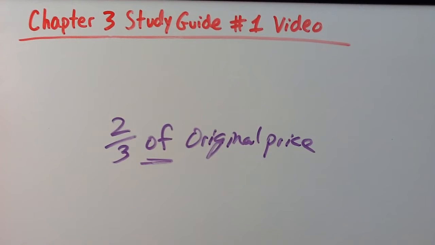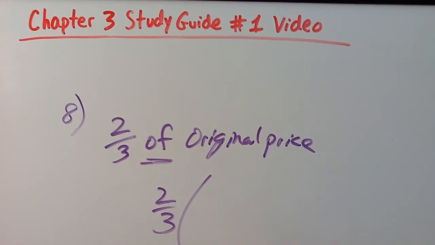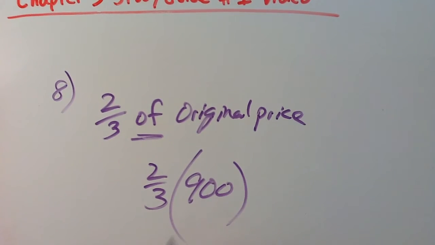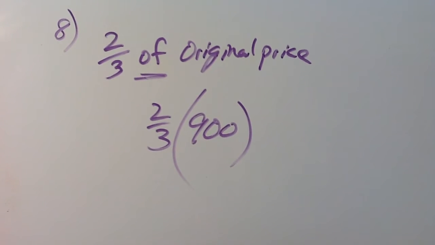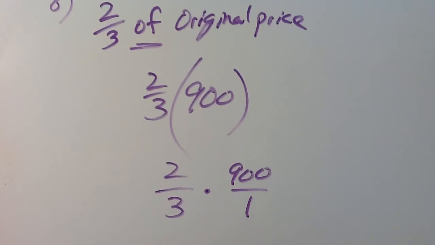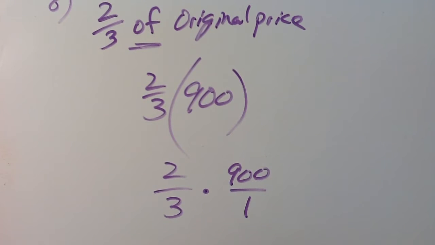Anytime you see the word of in math, that is a key word that signals multiplication. And so for number 8 here, she's paying 2/3 of, or 2/3 times the original price. 2/3 times 900. That's how much she paid for this computer. And so let's write both numbers as a fraction. So I have 2/3 times 900 over 1, right? That would be 900 as a fraction. Now, can I cross simplify at all? Well, yeah, I can, right?